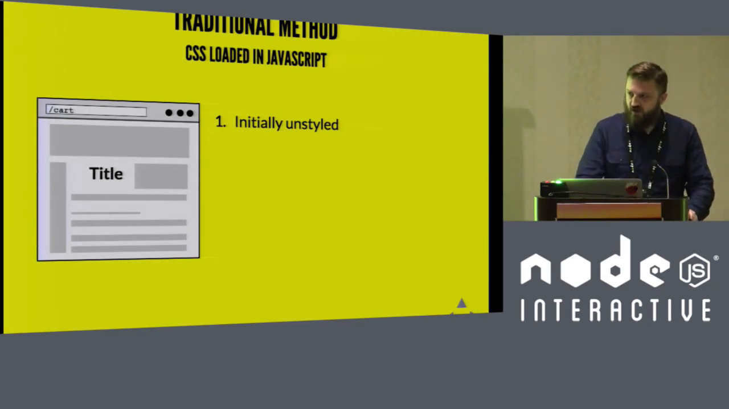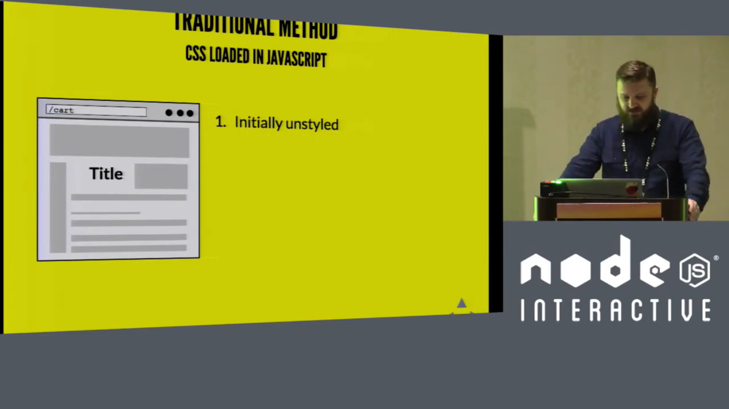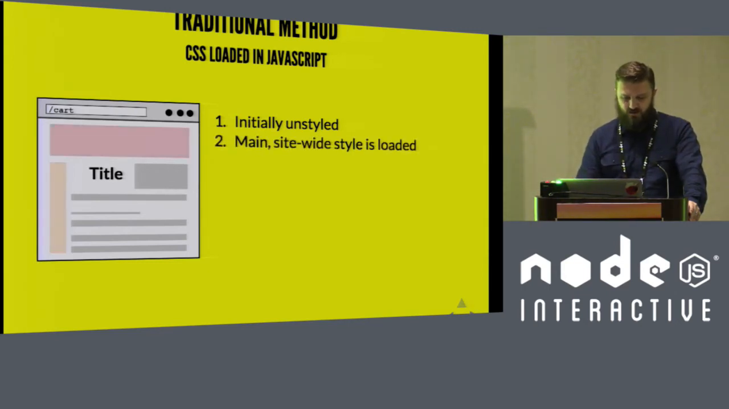So the traditional way is to load your CSS through a module loader. Like if you ever use Require.js, it has a CSS plugin which loads CSS. If you use Webpack, it has the same thing. They all work more or less the same way. What you get, and we call this the traditional method, is that initially the page is unstyled. The JavaScript kicks in. It starts to load CSS.